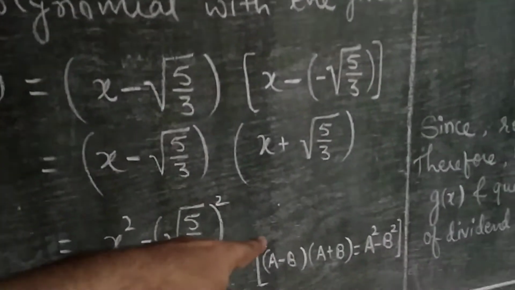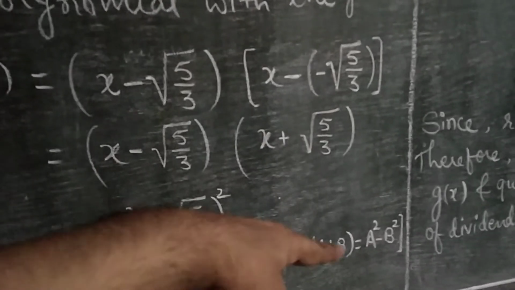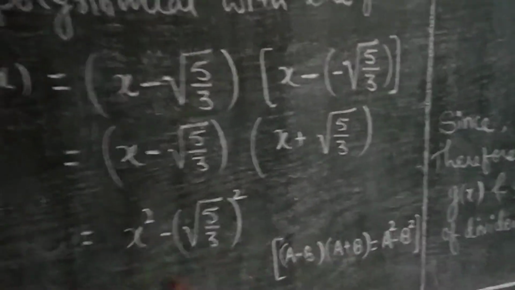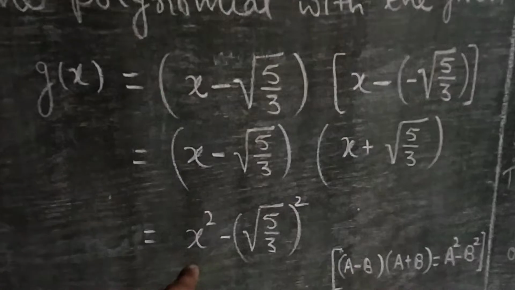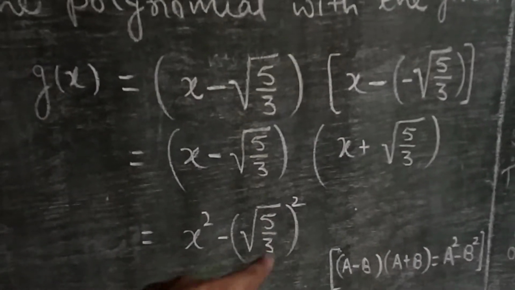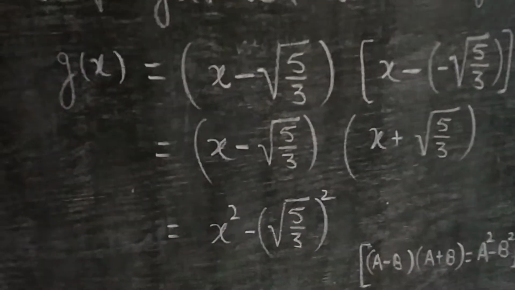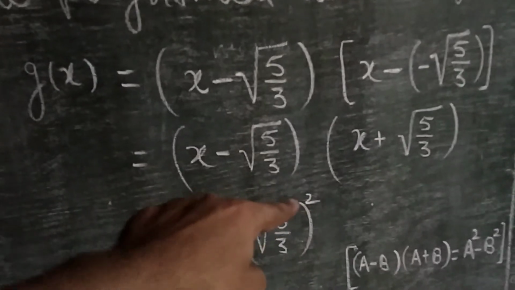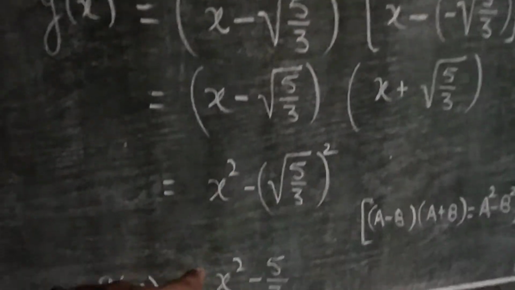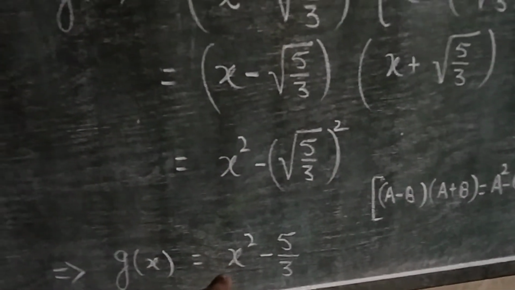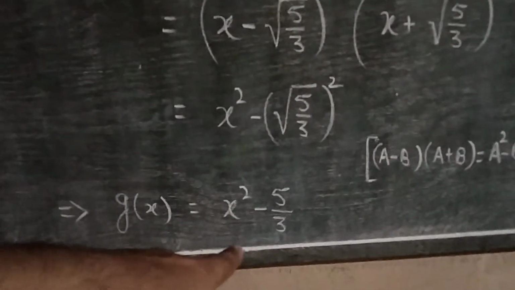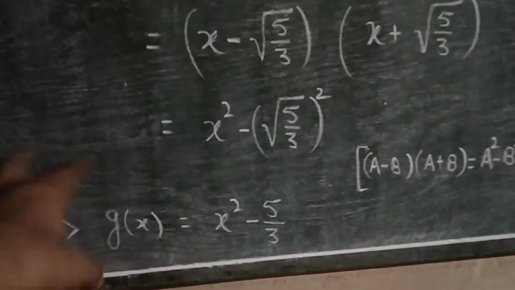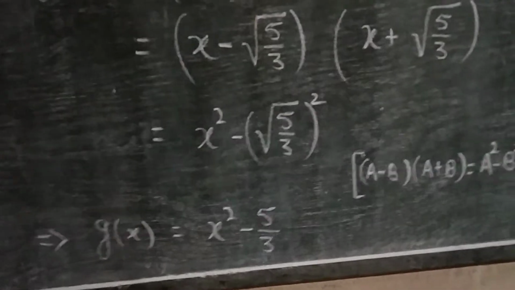And as we know by the identity a minus b, a plus b, it will become a square minus b square. So we will write it as x square minus root 5 upon 3 whole square. And as we know, square and root will cancel the effect of each other. So we will get g of x equal to x square minus 5 upon 3. So it will be the divisor of the polynomial.